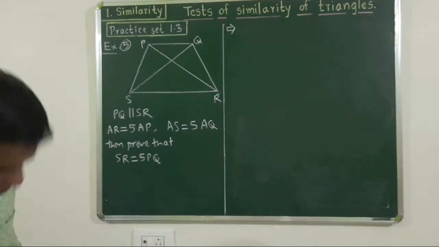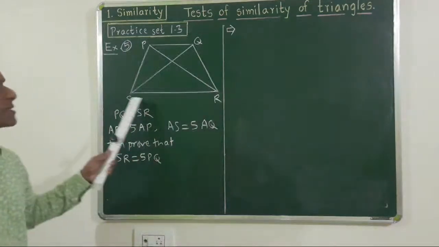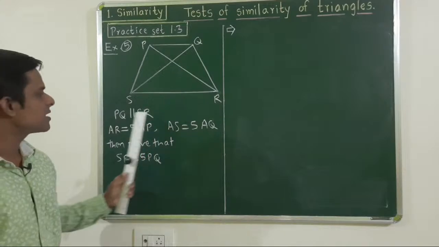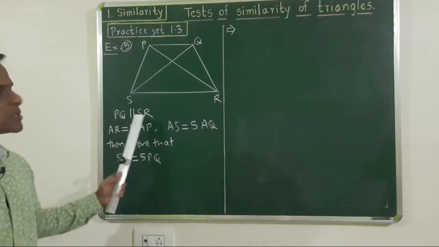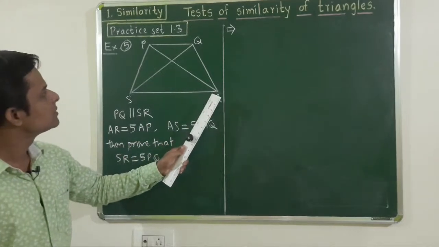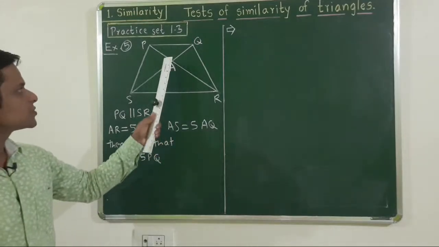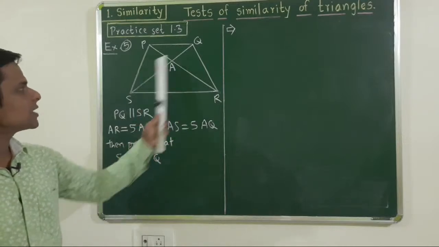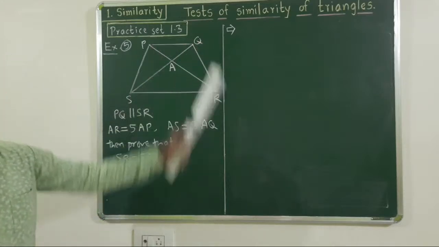Now see in this example, what is given? Quadrilateral PQRS is a trapezium, with only one pair of opposite sides parallel, and which is given as PQ and SR. Both are parallel with each other. So some relation about sides is given. This point is A. AR is 5 times of AP, and AS is 5 times of AQ, and we have to prove SR is also 5 times of PQ.